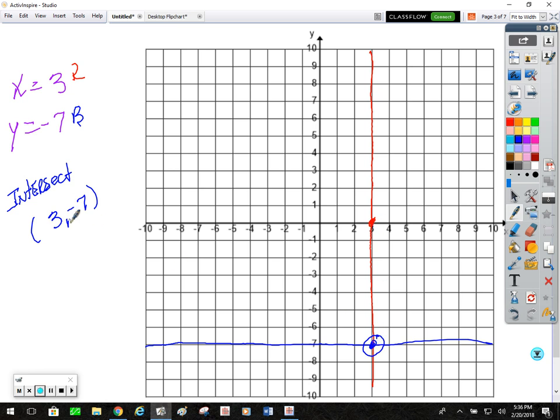Okay, so let's check it real quick. This is how we check this one. X is 3, yep. Y is negative 7, yep. So it checks. All right, let's do a couple more, and then we're going to call it a day.